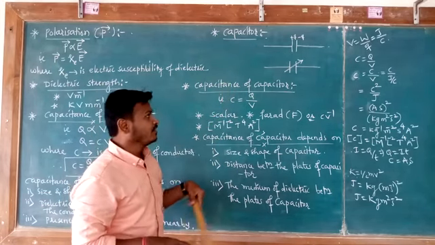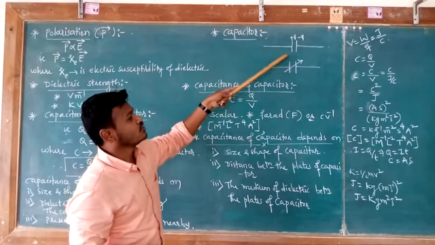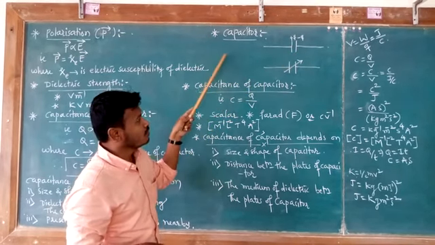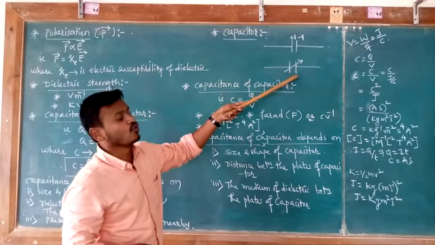In other words, the device used to store electric energy or electric charge is a capacitor. The circuit symbol of a capacitor of fixed capacitance is as shown in the first figure. The circuit symbol of a capacitor of variable capacitance is as shown in the second figure.